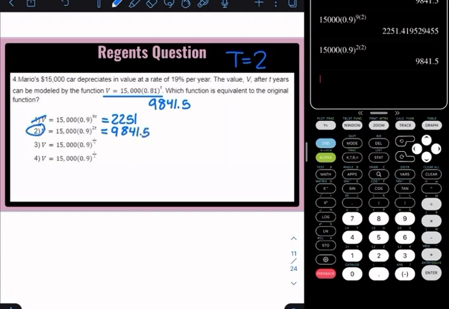And why does this make sense? Well, the only thing that I see different here is they have the 0.9 raised to the second power. Now, what is 0.9 raised to the second power? That equals 0.81, which we originally had in our original function.